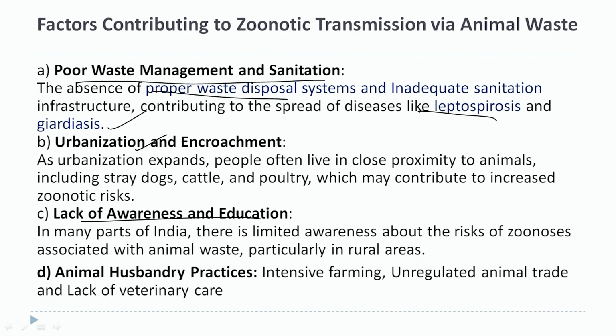Lack of awareness and education among the people. In many parts of India, the public has limited awareness and knowledge about the different types of zoonosis, that different diseases can be transmitted through animals. And along with that, most importantly, the animal husbandry practices prevailing under our conditions, that is the intensive farming system, unregulated animal trading, and lack of proper veterinary care practices. All these factors contribute to the transmission of different zoonotic agents via animal waste to human populations.